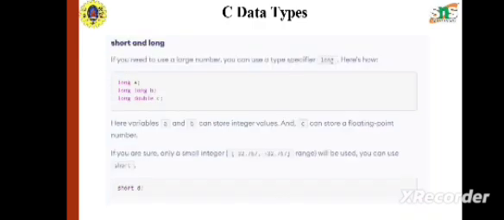So short and long. If you need to use a large number, you can use a type specifier long. Here's how: long A, long B, long double C. So likewise you can use it for short and long data types.